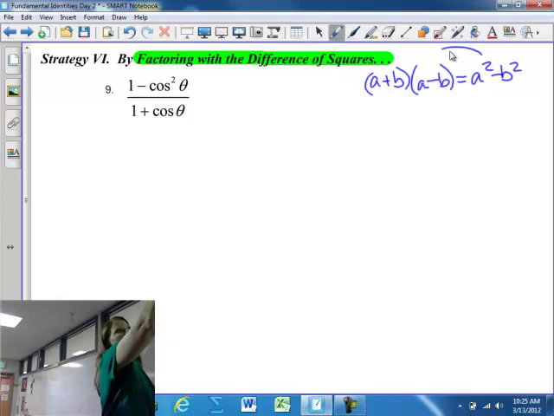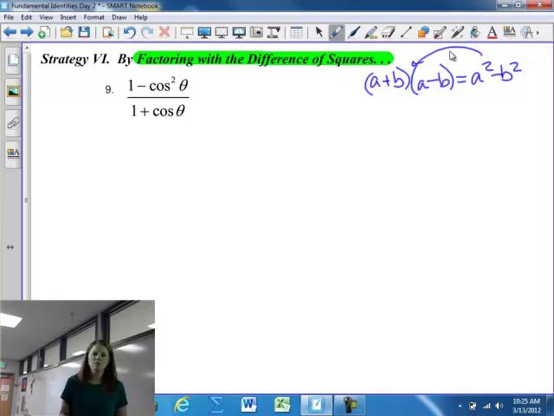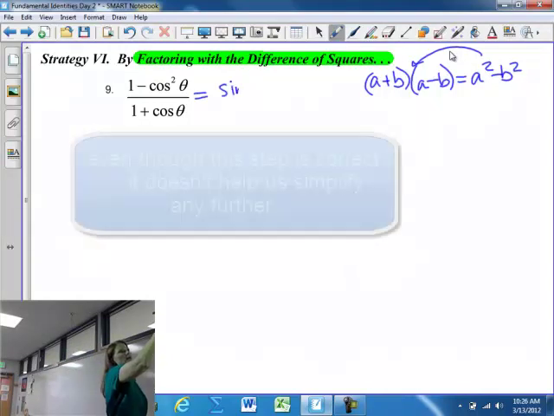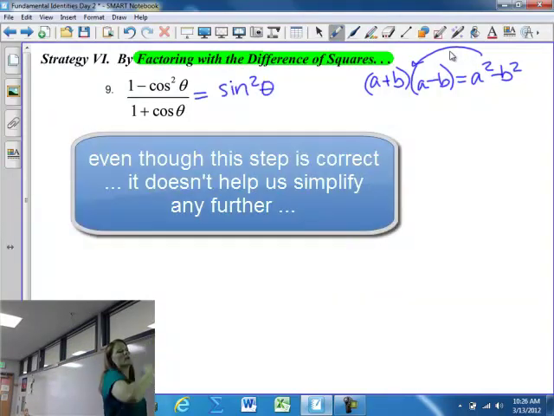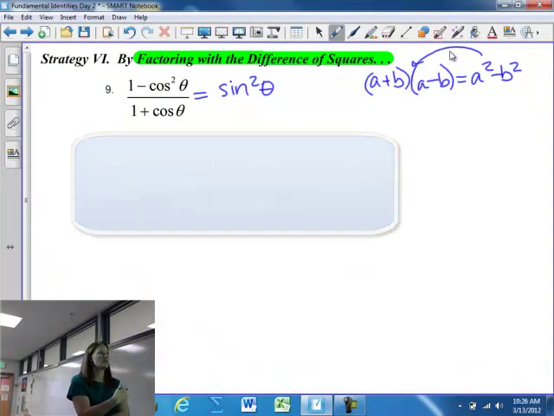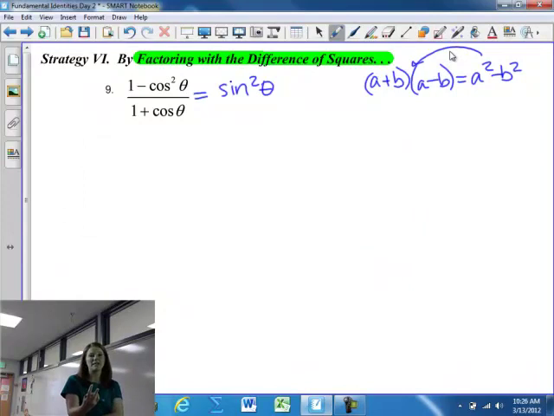What we want to be able to do is go backwards. Sometimes when you see things squared, you think Pythagorean identities, and sometimes when you see things squared, you want to think of a plus b times a minus b. So when we take a look at this one, number 9, we could, if we wanted to, change this numerator into sine squared. But don't write this down. Just watch real quick. If I change that into sine squared, I still have a cosine on the bottom, so I've actually made it worse, because now I have two trig functions rather than one trig function.